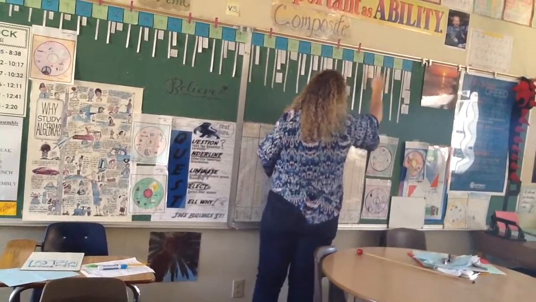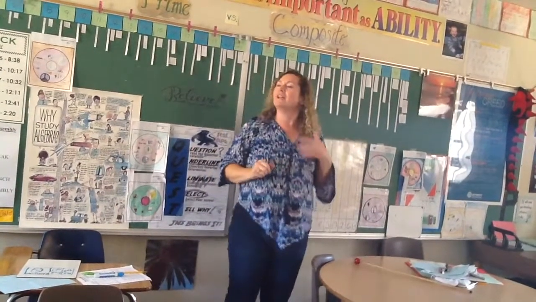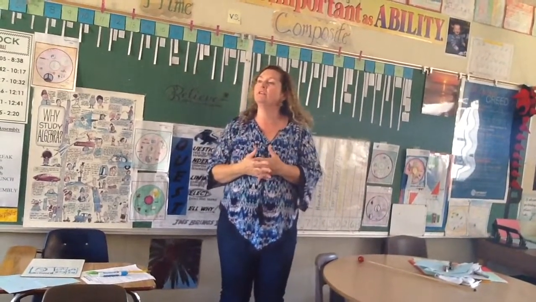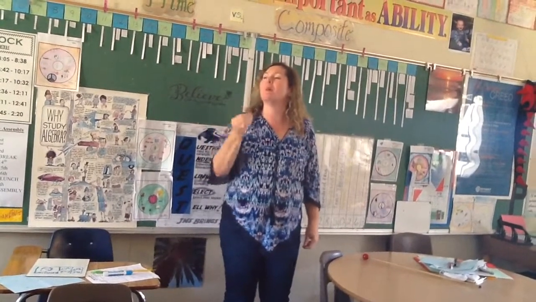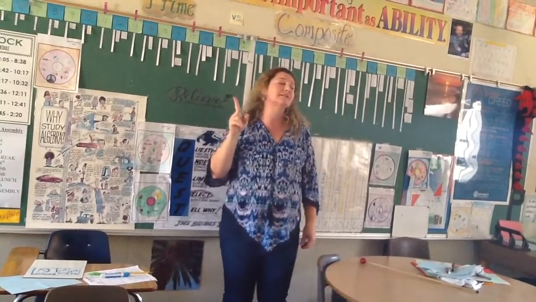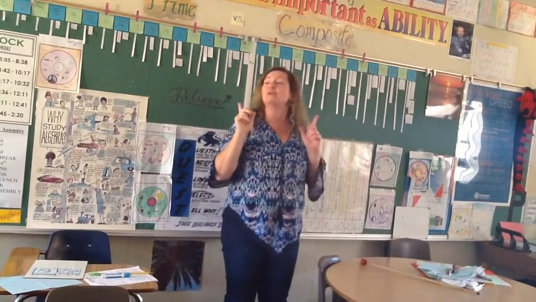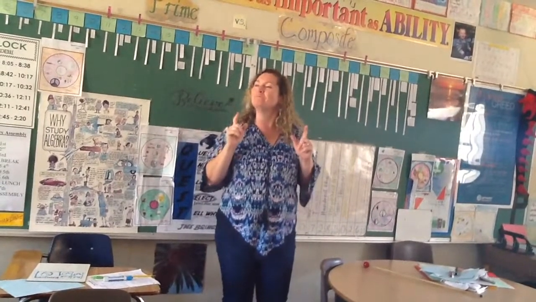No. 32, 33, 34, 35 all have more than 2 factors. So if they have more than 2 factors, what are they called? Composite. Do it again with a little accent going on. Composite. Good. Or if it only has 2 factors, one in the number itself, what do we call that? How do we say it? Prime. Say it again, prime. Very good.